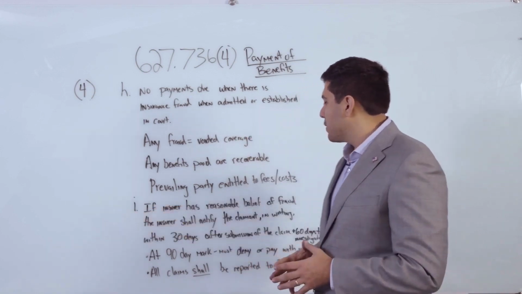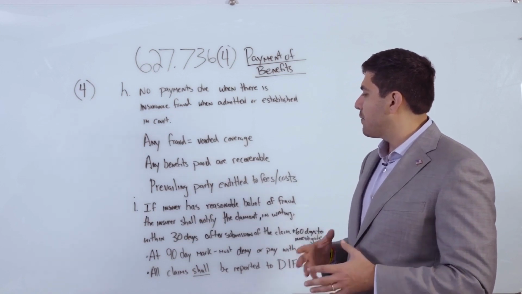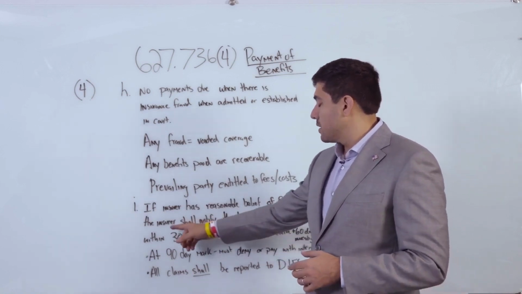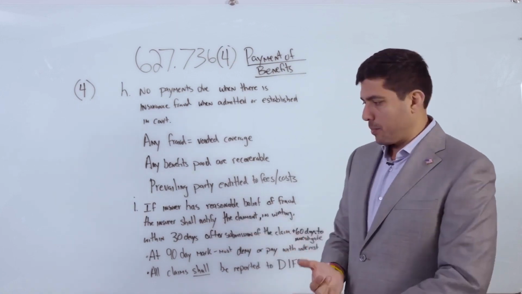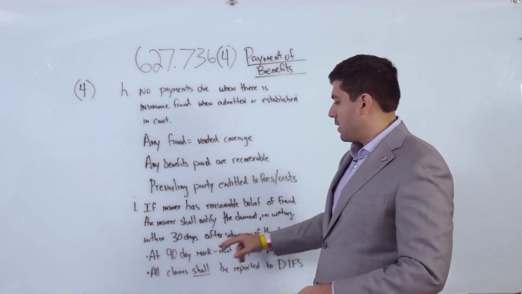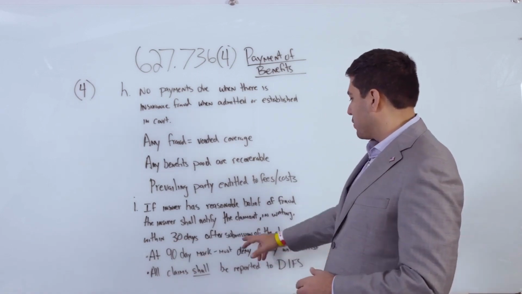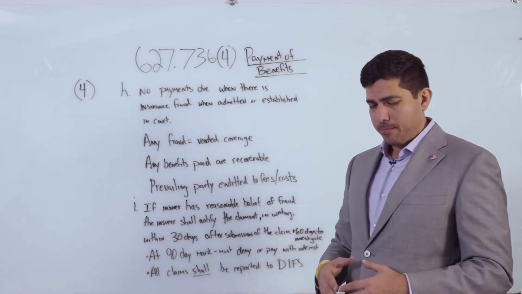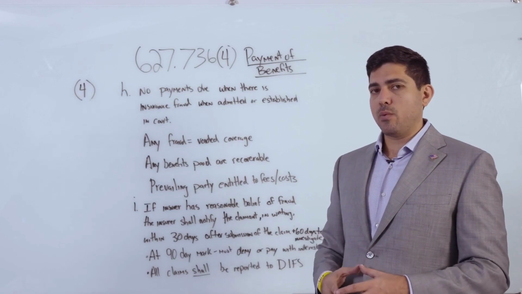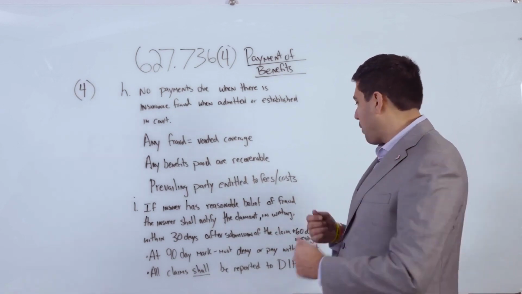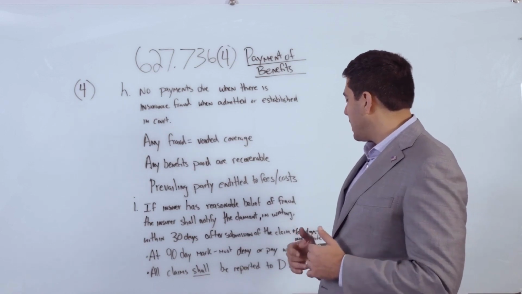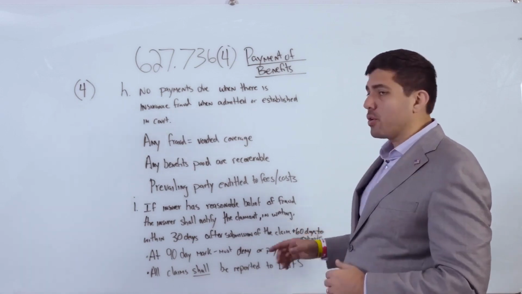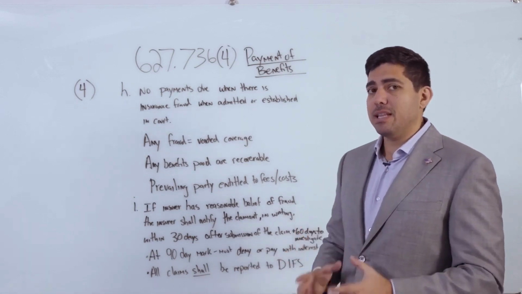Subsection I, if an insurance company has reasonable belief of fraud, the insurance company shall notify the claimant, whether it's a doctor, the patient, whoever, in writing within 30 days after submission of the claim. So it's not notice of the loss, it's when they get a bill. Okay, hey, I want you to pay this bill. They have 30 days to notify the claimant in writing. That gives them an extra 60 days to investigate the claim.